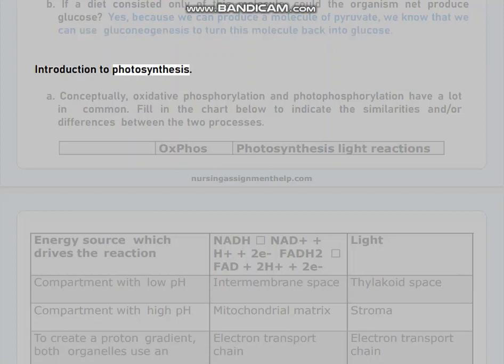Introduction to photosynthesis. A. Conceptually, oxidative phosphorylation and photophosphorylation have a lot in common. Fill in the chart below to indicate the similarities and/or differences between the two processes: OXPHOS and photosynthesis light reactions.